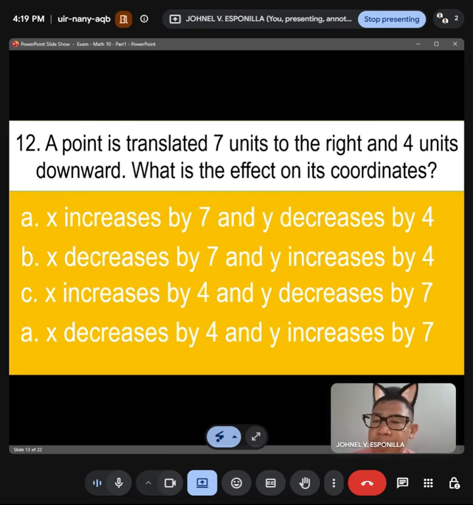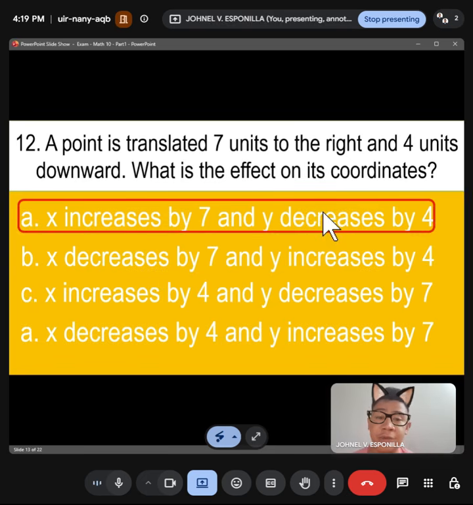Number 12, a point is translated 7 units to the right and 4 units downward. What is the effect on its coordinates? 5 seconds go. Okay, so here this is also translation 7 units to the right. The x is positive, so x increases by 7. 4 units downward, so that is decrease in y 4 units. So that is letter A. So x positive 7, y negative 4.